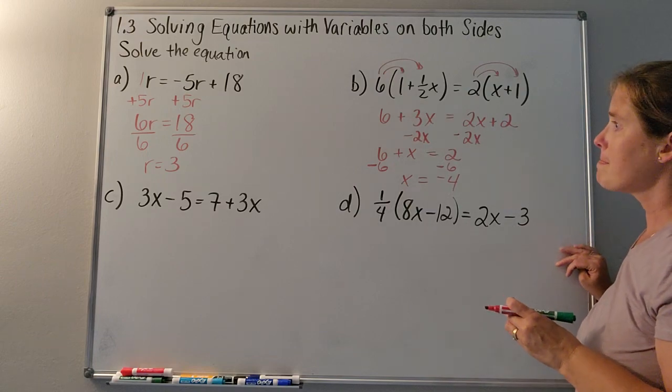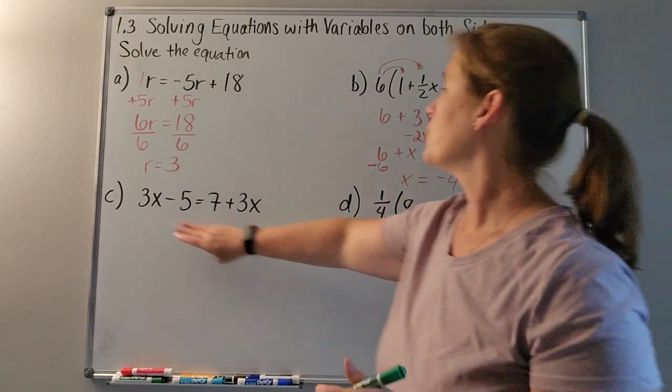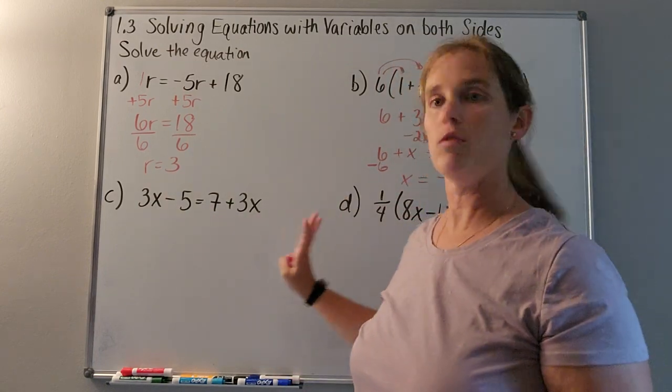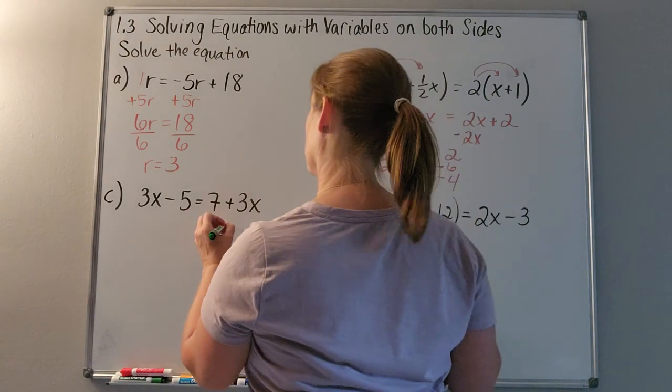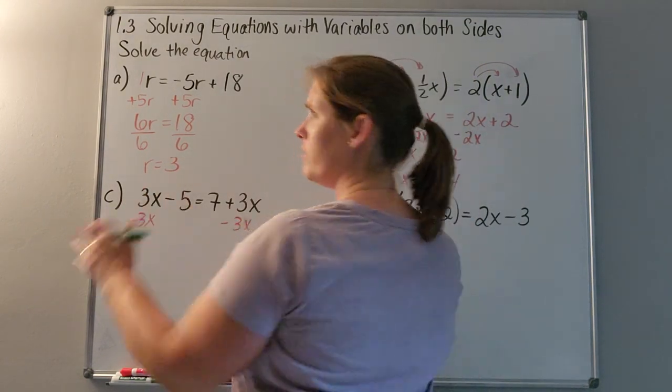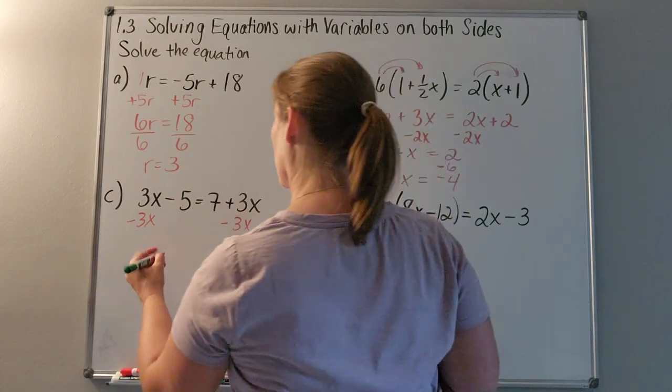Okay, now let's take a look down here. 3x minus 5 equals 7 plus 3x. Let's move our variable terms over. I'm going to subtract 3x from both sides. Well, that seems kind of odd. Where am I moving it to? What's happening? Oh no!